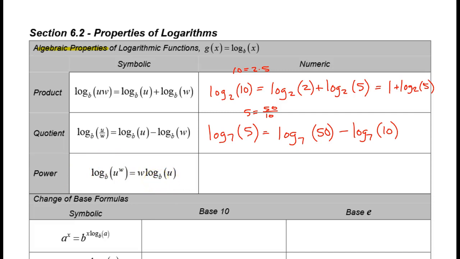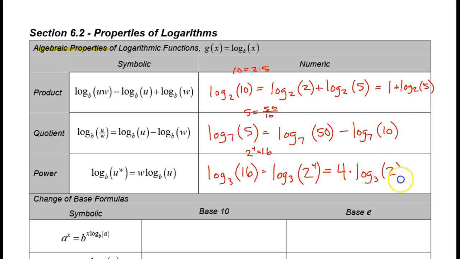What if I have, we'll say the log base 3 of, we'll pick a number like, how about 16? Well, 16 is 2 to the 4th power. So I could rewrite this as log base 3 of 2 to the 4th power. Now I can take that exponent out and now use it as a multiplier. It's 4 times log base 3 of 2.